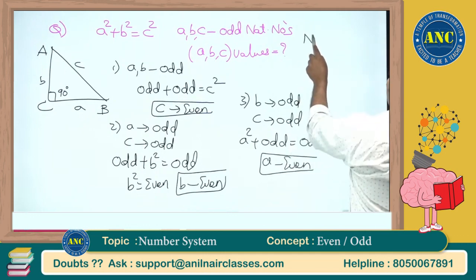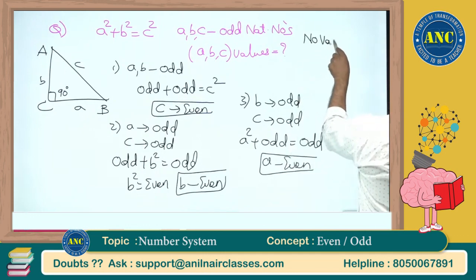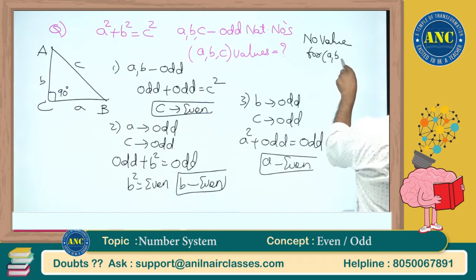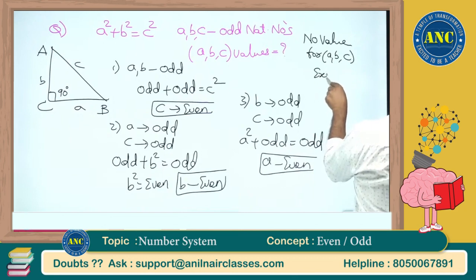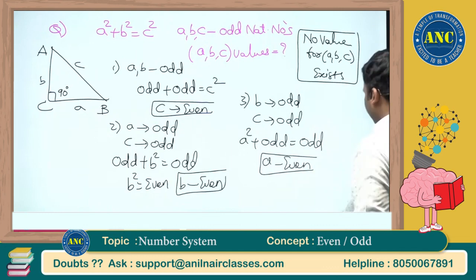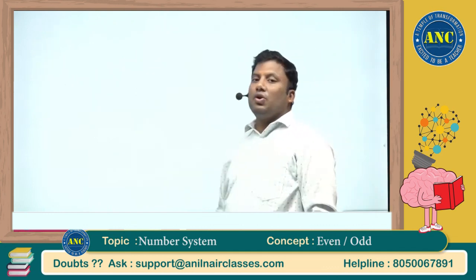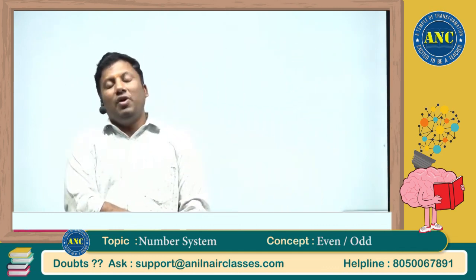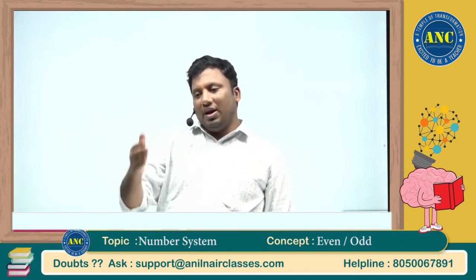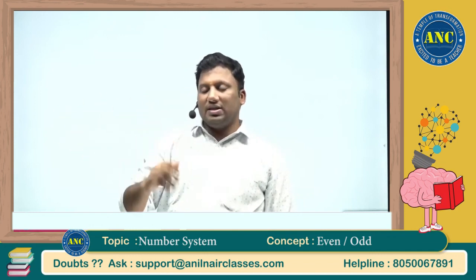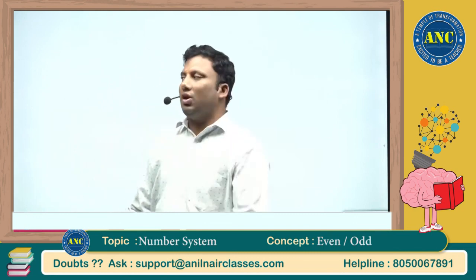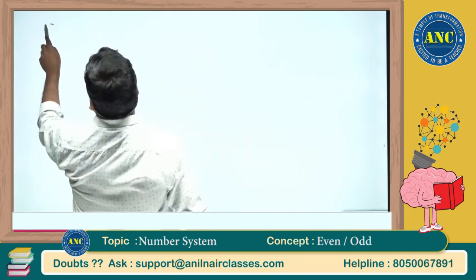Answer is no value for A, B, C exists which satisfies these conditions. There exists no Pythagorean triplet where all the three can be odd. 3, 4, 5: 4 is even. 5, 12, 13: 12 is even. 6, 8, 10: all the three are even. All the three cannot be odd.